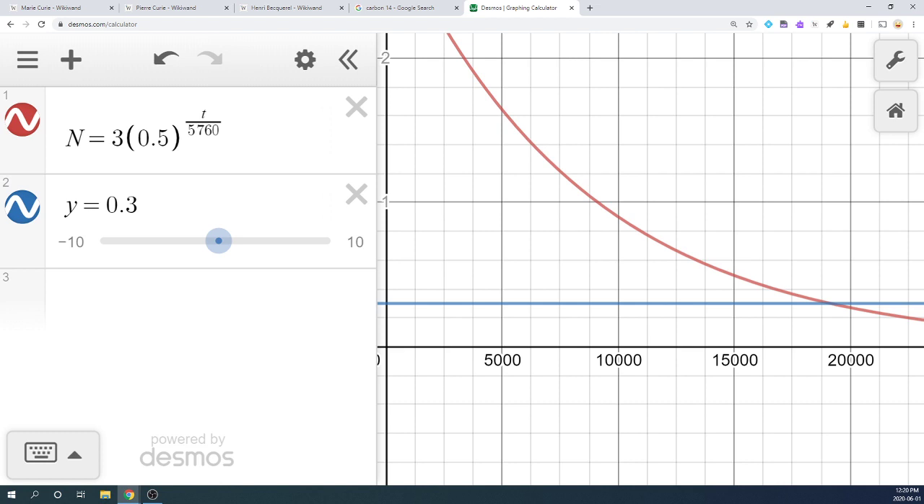Until next time, I think what we're going to look at next is nuclear fission and fusion. So hopefully that's fun and relevant.